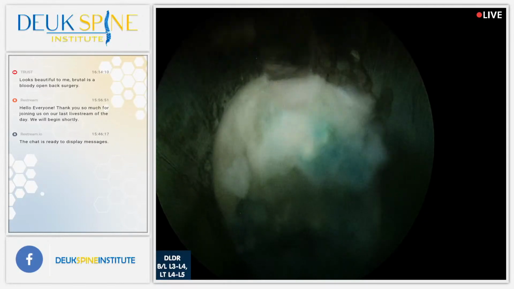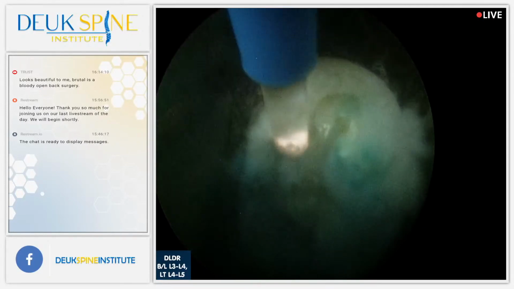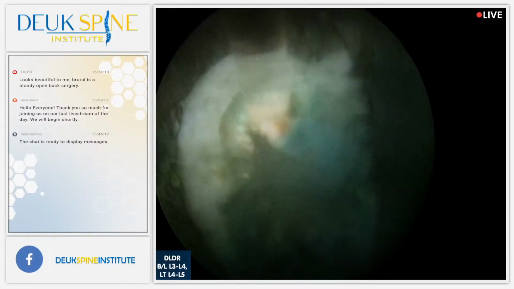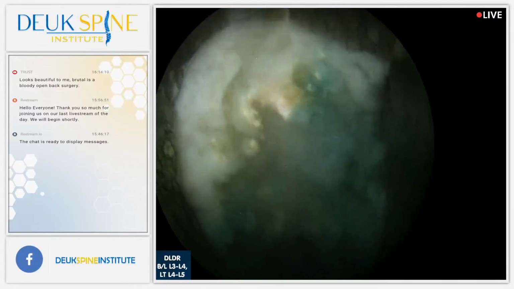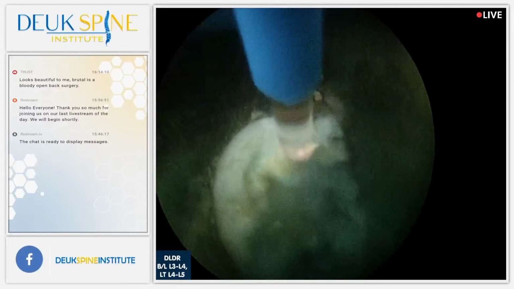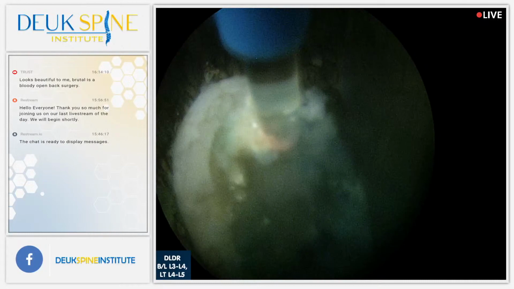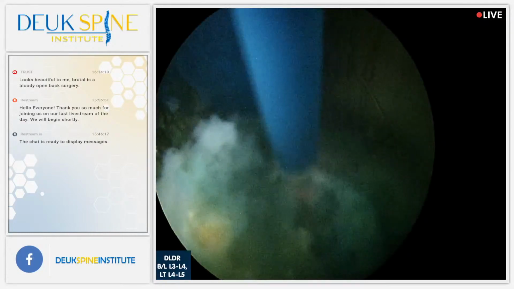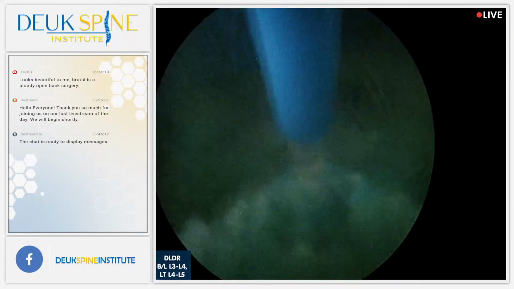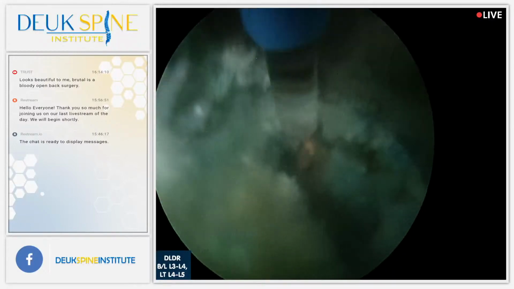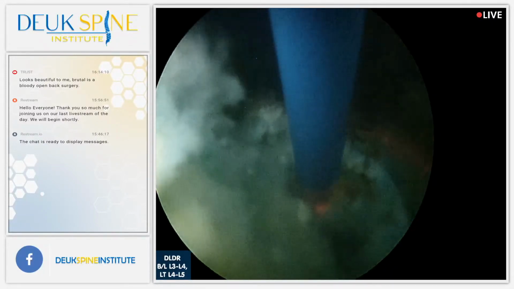Brutal is a bloody open back surgery. Yes, you're right. Brutal is pretty bloody open back surgery. Thank you for pointing that out. I've done a lot of open back surgeries myself in the past, not bloody though, because we do minimize bleeding here at Deuk Spine. Since everything is outpatient, we can't have too much bleeding, otherwise the patient would have to be transfused.